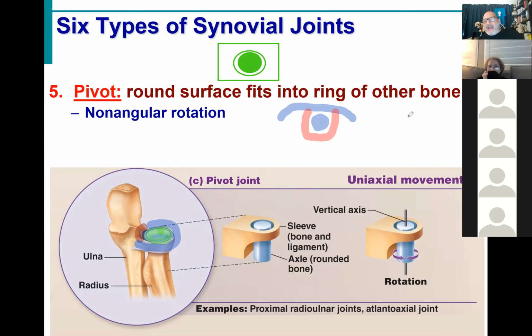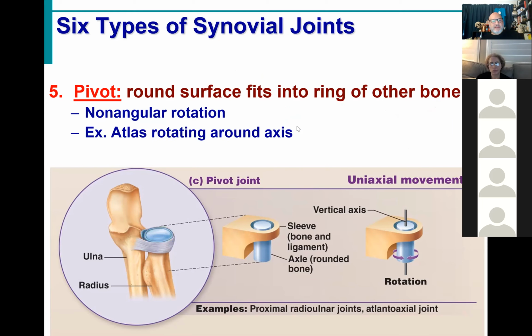Remember, the axis has that dens that sticks up off of the body. And remember that our atlas basically is this round bone that's rounded. And then we have a ligament that's going to hold it in place. And that movement of the head side to side, that rotation of the shaking of the head is a perfect example of that pivot joint.